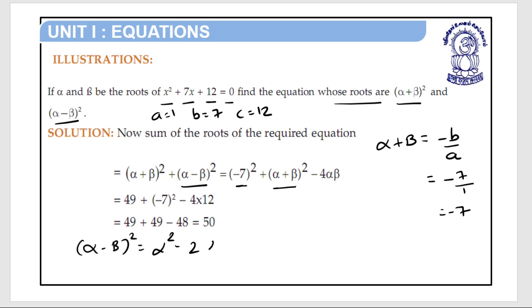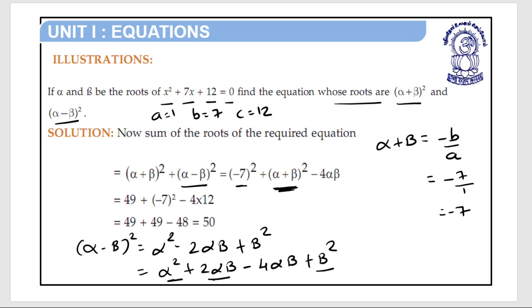So alpha square minus 2 alpha beta plus beta square. In terms of alpha plus beta square, we can write alpha square plus 2 alpha beta minus 4 alpha beta plus beta square. Alpha square plus 2 alpha beta plus beta square is (alpha plus beta) whole square, so we can write (alpha plus beta) whole square minus 4 alpha beta.